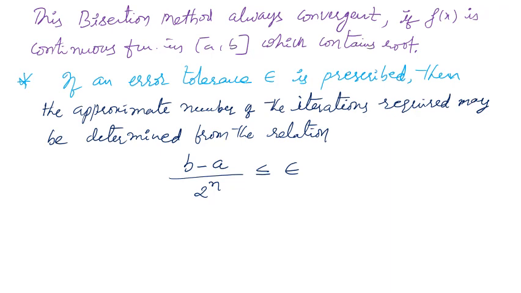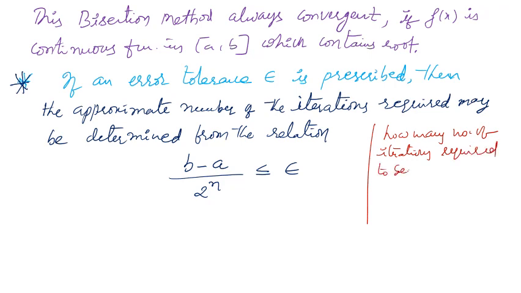See, what is the condition here? Epsilon is the given error tolerance, and the question is how many iterations are required. The question will be like this, just an idea: how many iterations are required to get 10 power minus 3 accuracy for so and so problem, for the root of some f of x equal to some function given. This is one example, roughly.